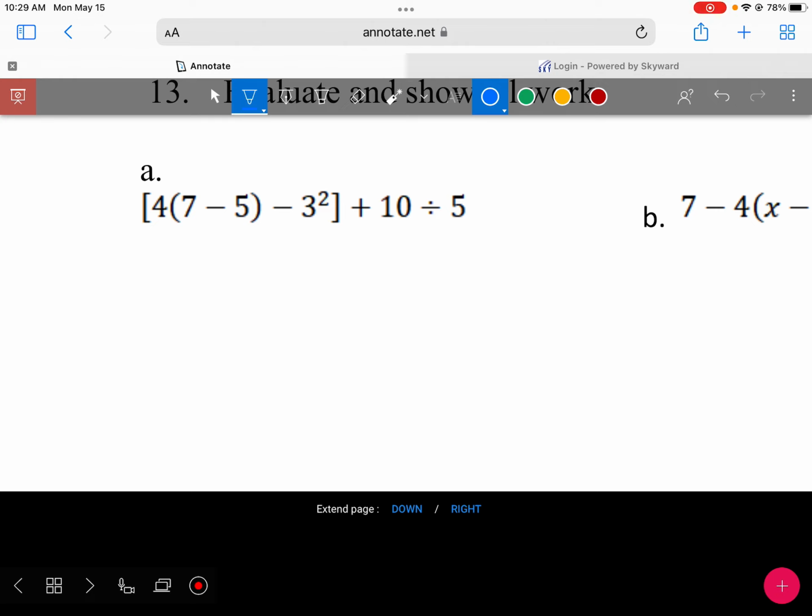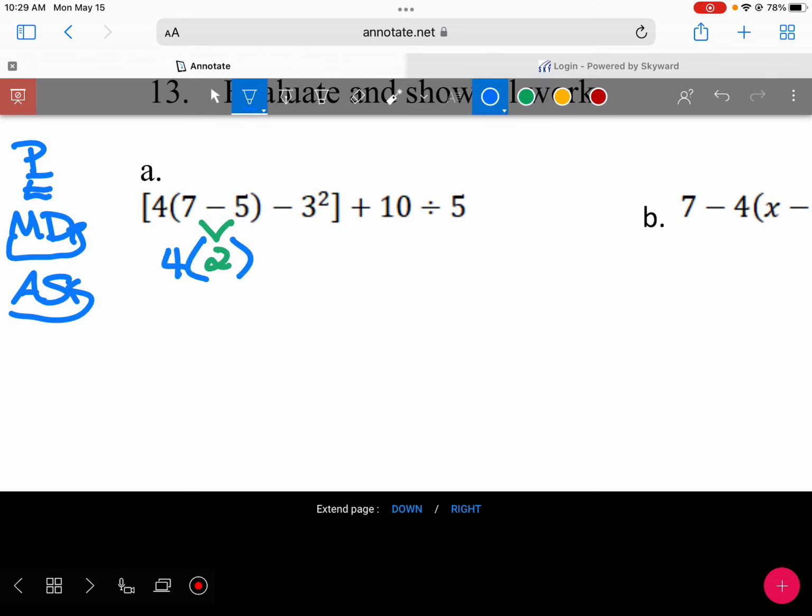What would I do first here? This is order of operations, so please excuse my dear. Now remember, multiplication division depends on who comes first, left to right. Same with addition, subtraction. So parentheses, I do have some, I would say right here, 7 minus 5 is 2. And your best bet is to keep everything else the same and work your way down.